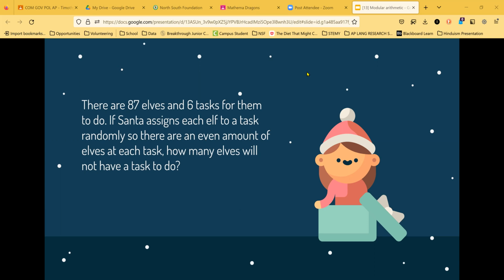Okay, so yeah, I am seeing some answers. So yes, the answer would be 3. If we have 87 elves and we have 6 tasks for them to do, and we want to divide them equally, we would do 87 divided by 6 and then find the remainder, right? So 87 divided by 6 is equal to 14, right? And then the remainder is equal to 3, right? Because 14 times 6 is equal to 84. So the amount of elves that don't have a task is 3 elves. So 3 will be dropped.